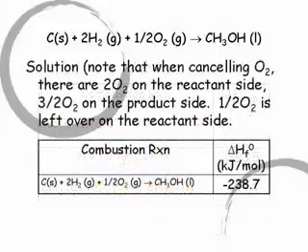So one more time, we want to take a look at the end result, and I want to emphasize one more time that when canceling the oxygen, there are 2O2 on the reactant side, 3/2 O2 on the product side, so they don't cancel completely. 1/2 O2 is left over on the reactant side, and that 1/2 O2 is needed in order to form the methanol. It needs that oxygen.